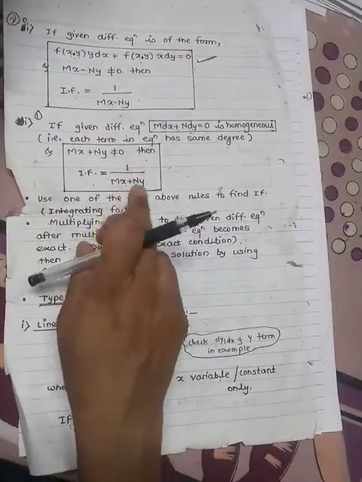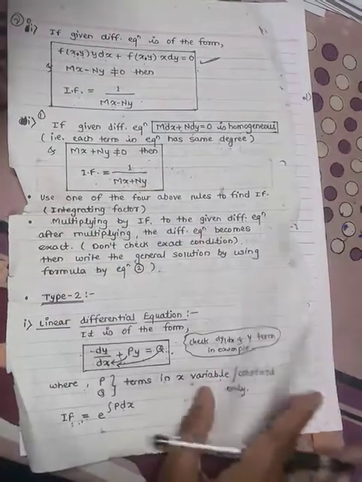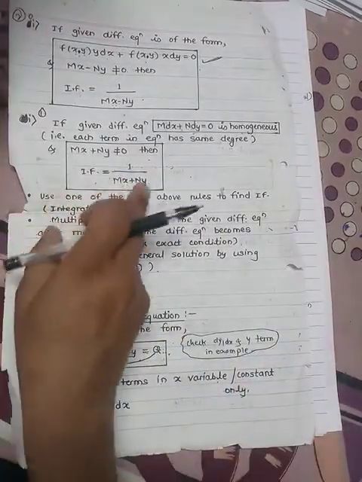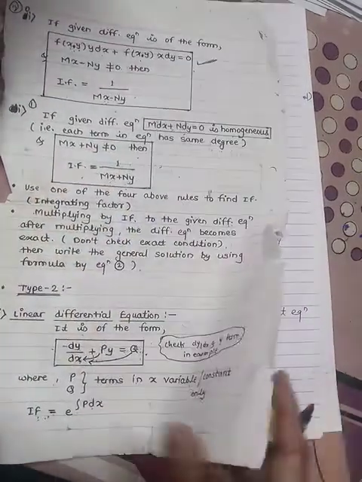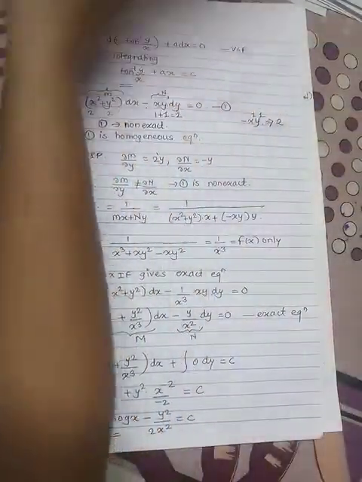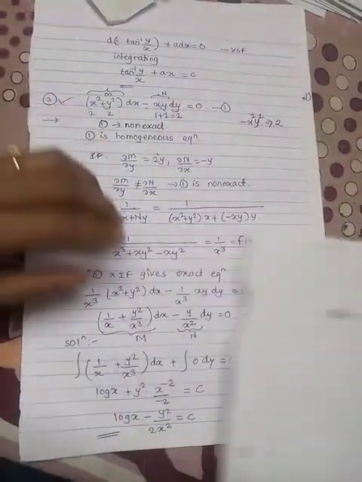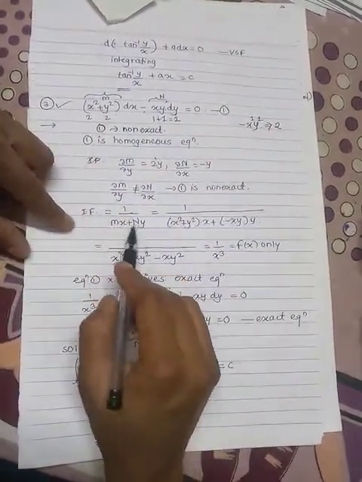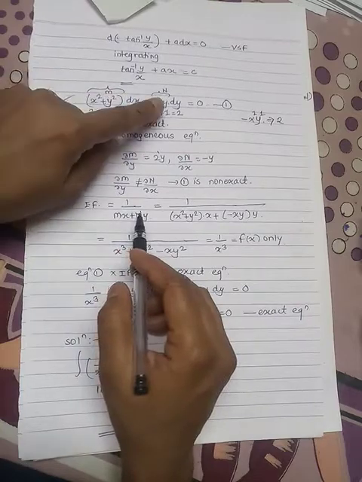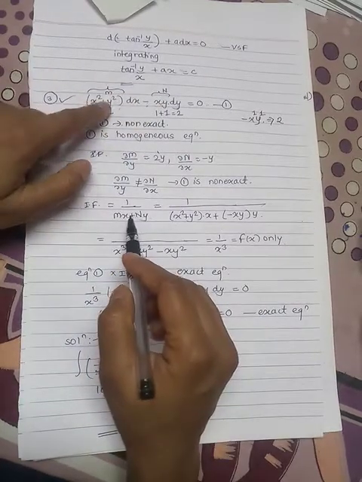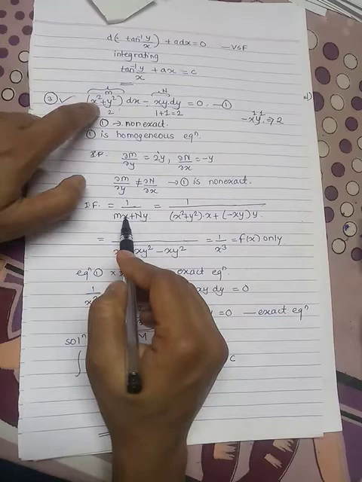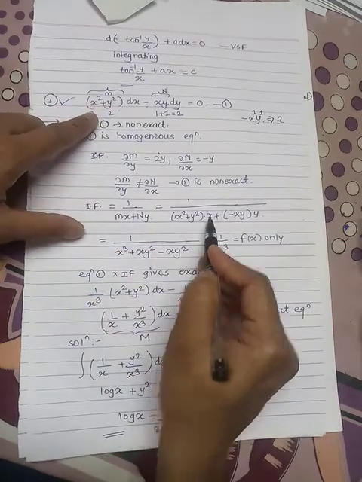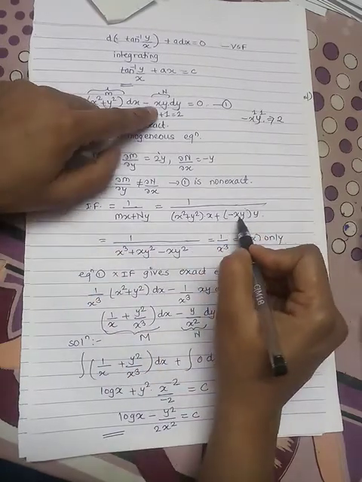So what is the integrating factor value? The integrating factor is 1 upon m into x plus n into y, provided that the denominator should not be 0. So we can check that. Here, the integrating factor is 1 upon m into x plus n into y. So m is this, n is this. First multiply m with x. So x into x square plus y square, that is m into x, plus the n value is minus xy.